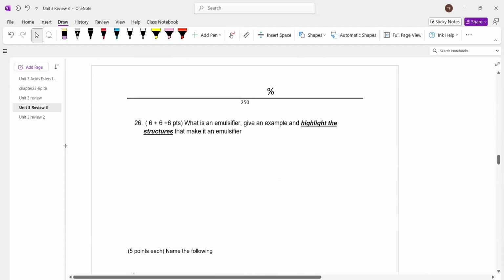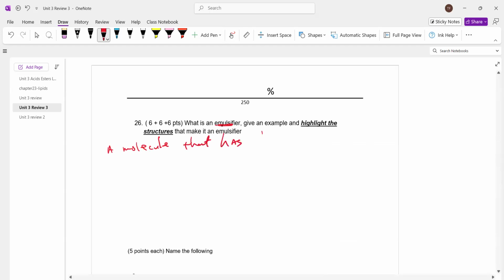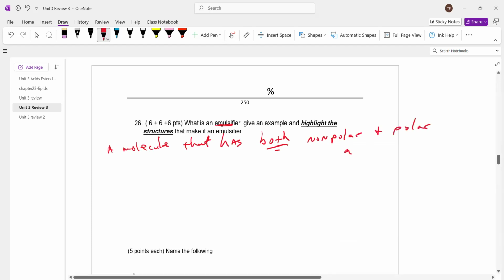Okay, what's an emulsifier? Okay, to start with, a molecule that has both nonpolar and polar areas. Give an example.